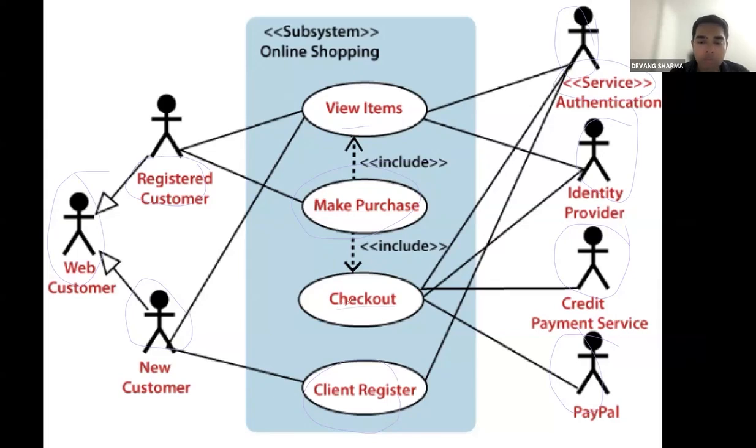Then when you check out, or when you actually make the payment, that is when you have an option to include a credit payment service, because it was never included before the time of payment. When is the time of payment? That is when this credit payment service will be included as an actor. PayPal, Visa, whatever you have, that is when it will come in. So this is the example of a use case diagram.